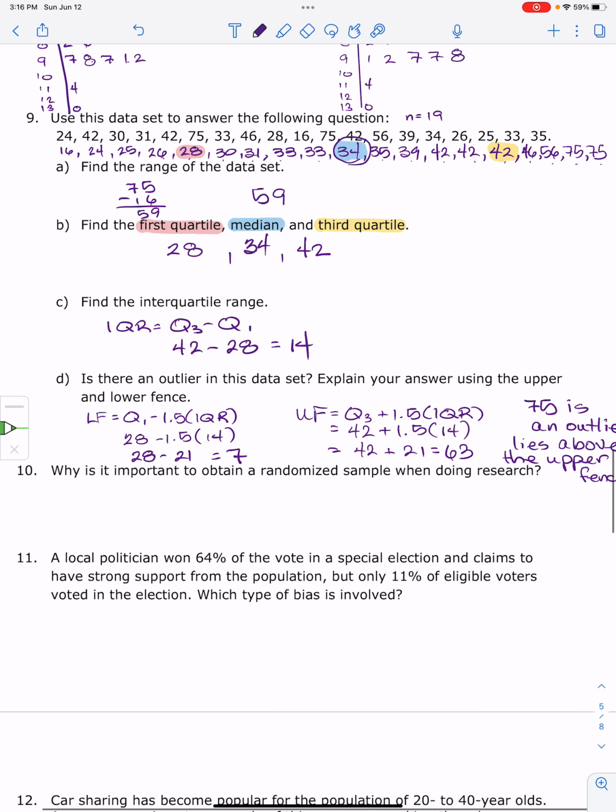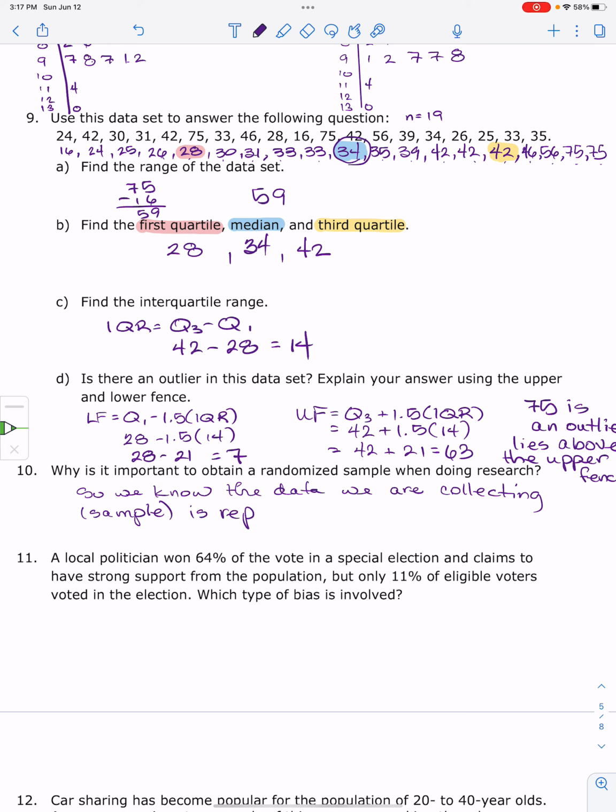Why is it important to obtain a randomized sample when we do research? We do that so we know the data that we are collecting, and that's our sample, right? We want to make sure that is representative of the population.